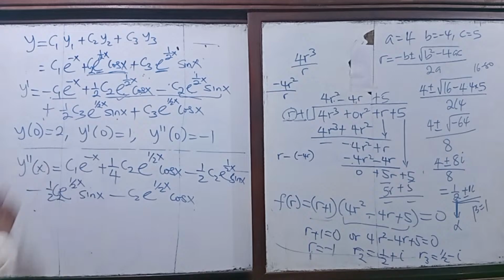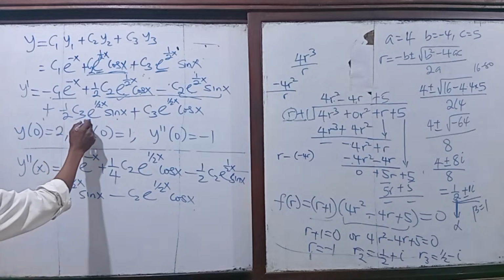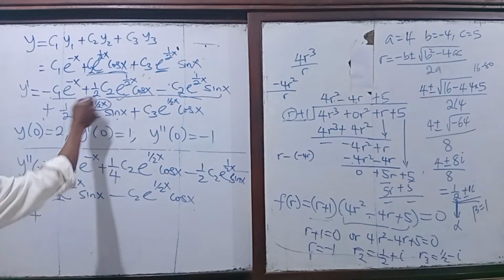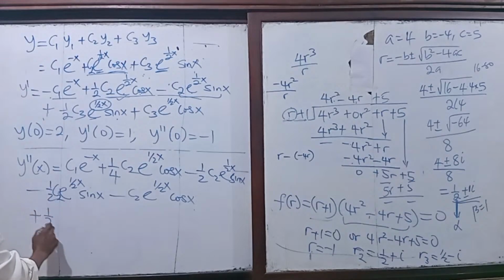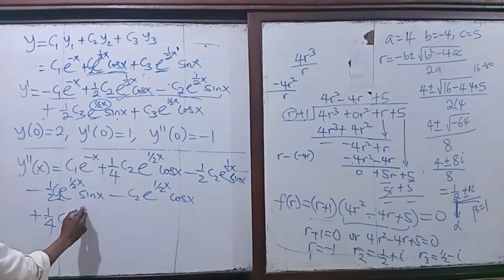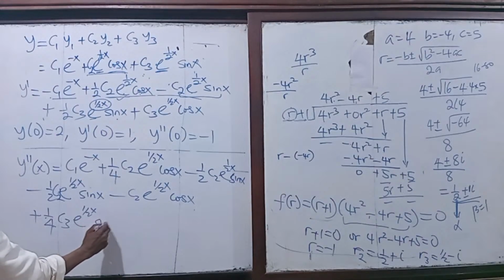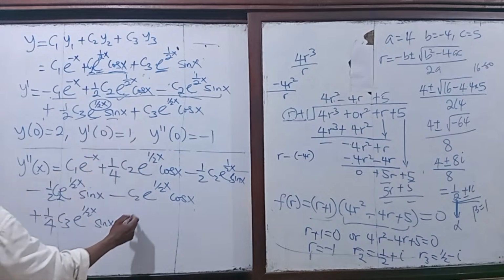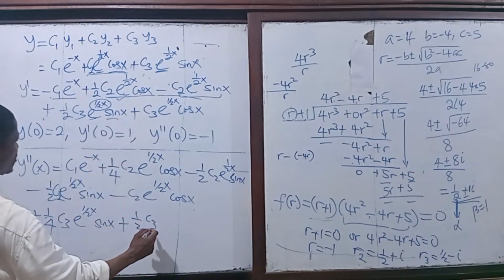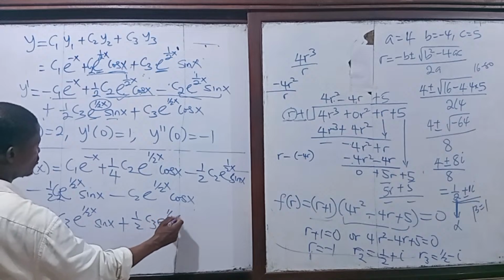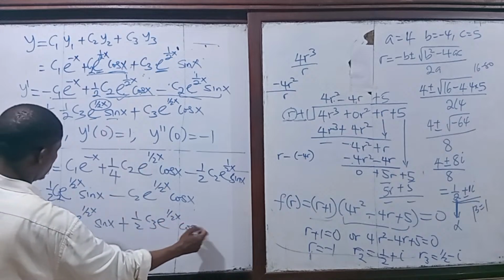I'll come to this one, repeat the process there. So what? Plus, differentiate the e function, that will be 1 over 2 times 1 over 2. That's a 1 over 4. That's 1 over 4 C3 e to power 1 over 2x. Keep the sine constant. And then plus, now differentiate the sine now. So that's 1 over 2 C3 e to power 1 over 2x cos x.